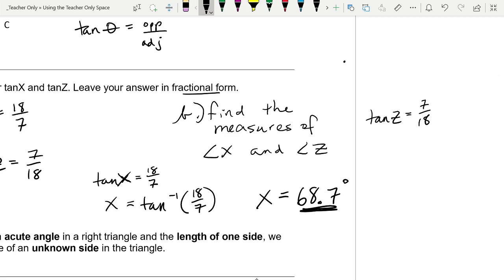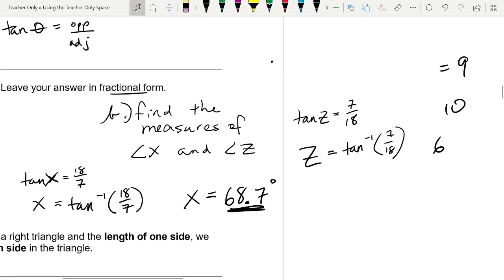Okay, so if you were able to do it yourself the first time, try it again. Angle Z is equal to the inverse tangent of 7/18. Now, some people might actually want to put the decimal down. You could. If you put in another step, I'm happy to see it. You don't have to show me this step if you don't want to.